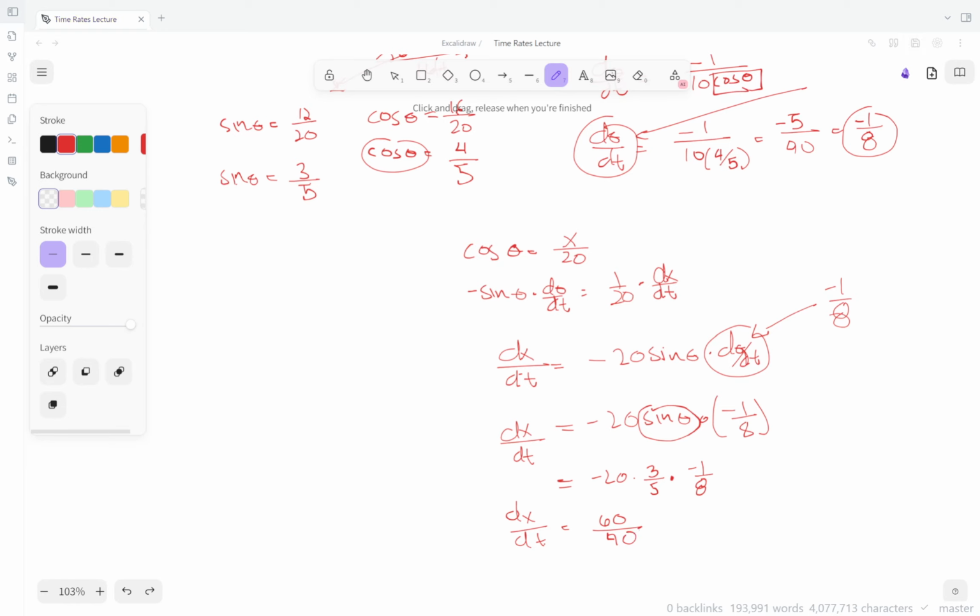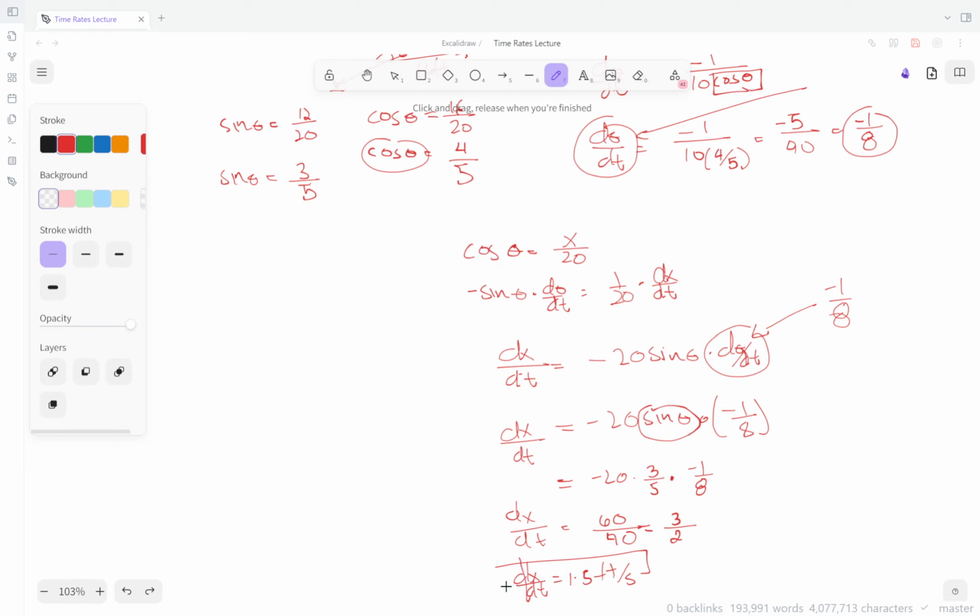And then what's our answer before? It's 1.5. Well, that makes sense because this one is 60 over 40, and we can divide all of them by 20. So this becomes 3 and this becomes 2. So I think we got the correct answer now. dx dt is still 1.5 feet per second.